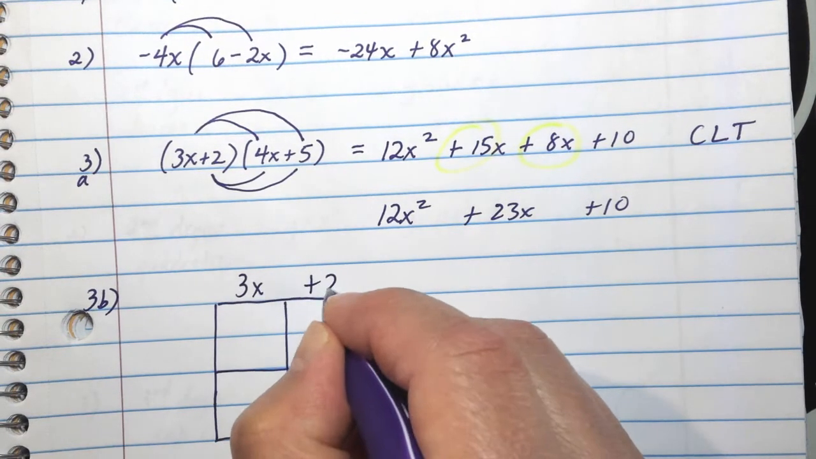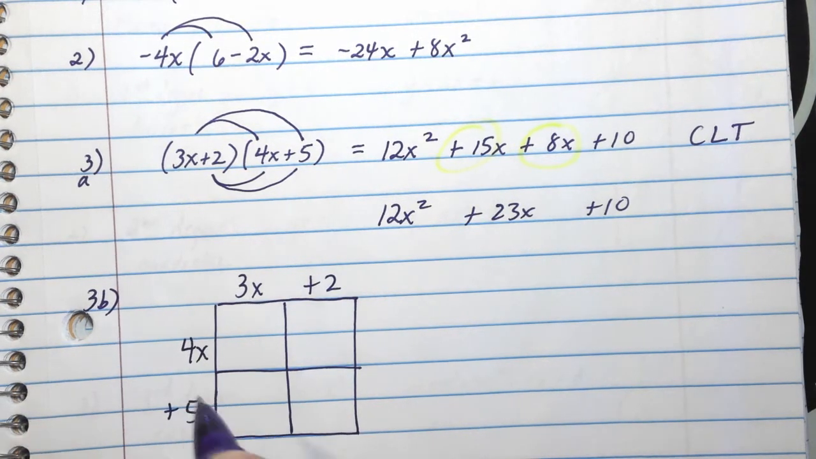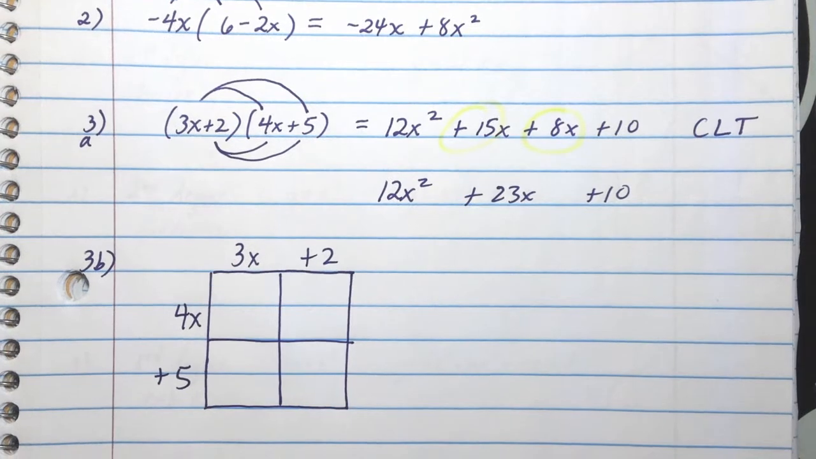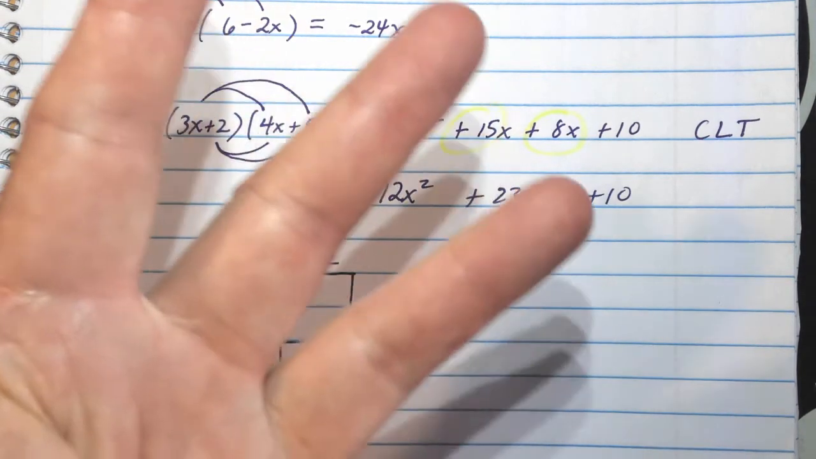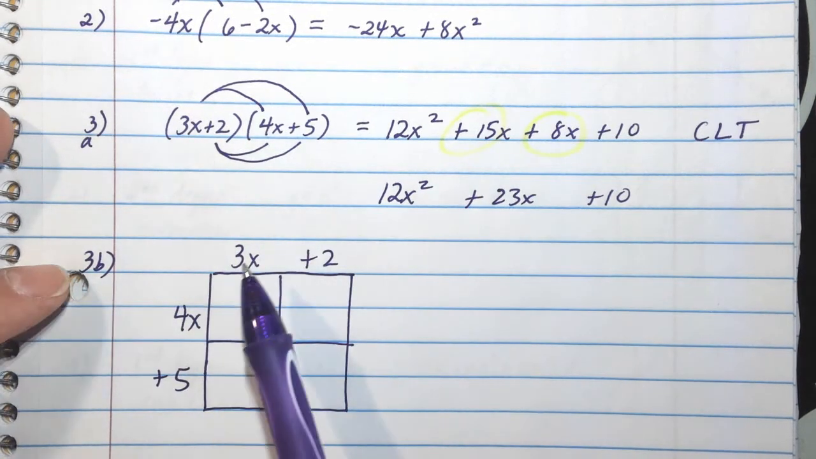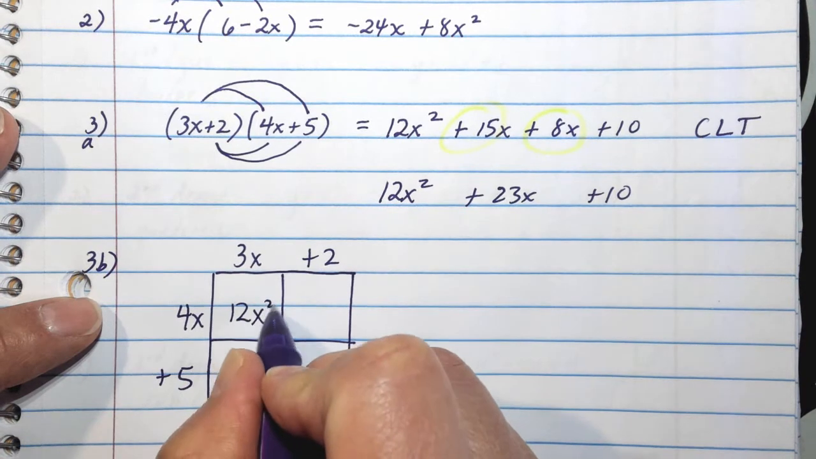3x plus 2 goes here. 4x plus 5 goes here, or vice versa. Order doesn't matter, right? And then you multiply. Same thing. You're gonna have to multiply 4 times, just like up here. So you go 3x times 4x, which is 12x squared.